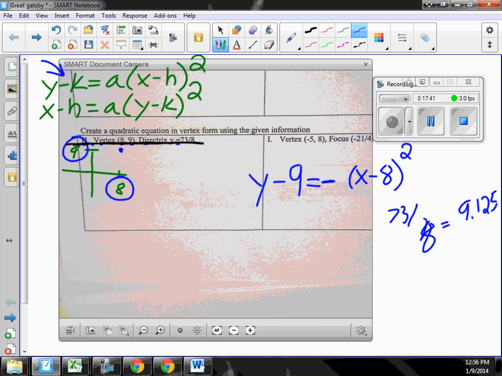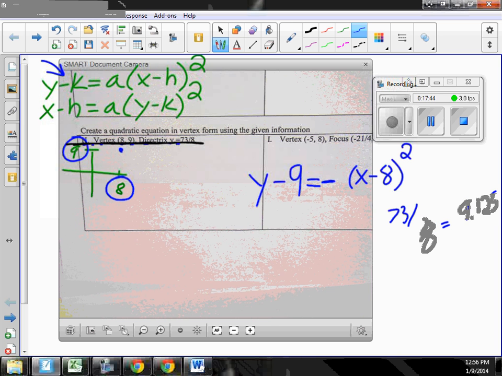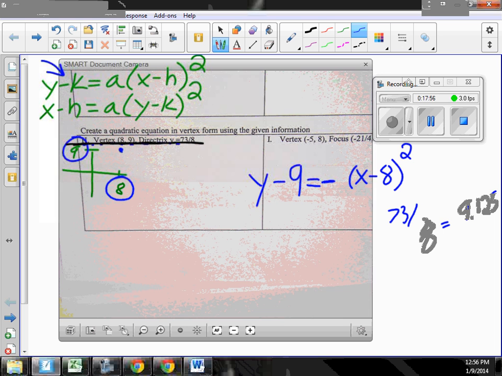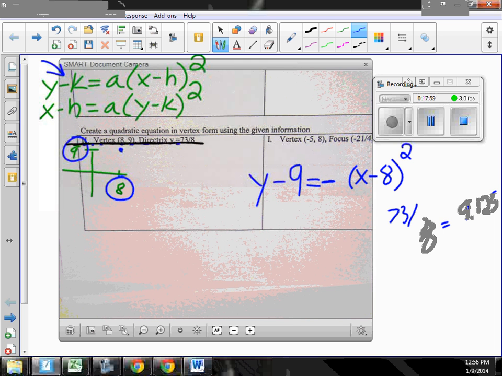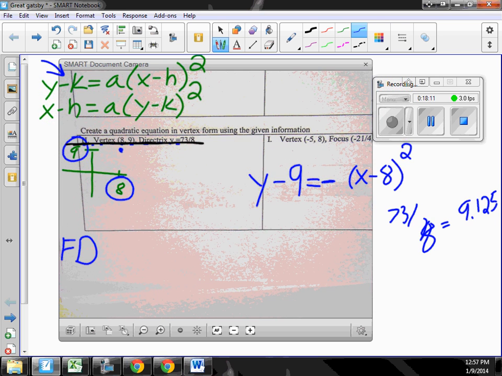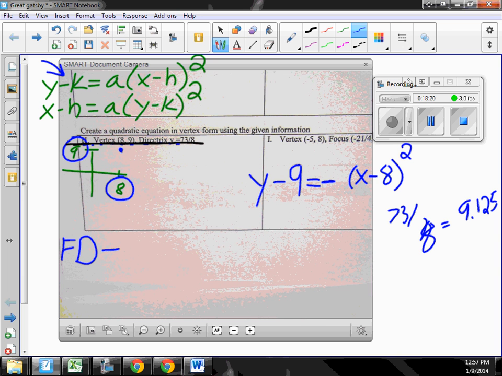You could use the focus point, but we don't have it. It's a relationship between the directrix and the vertex. The vertex does not determine the openness of the parabola. The distance between the vertex and the directrix is everything. So we learned yesterday that the focal distance, which is the distance from the focus to the vertex, the same thing as the distance from the vertex to the directrix, is given by what equation? 1 over 4a.